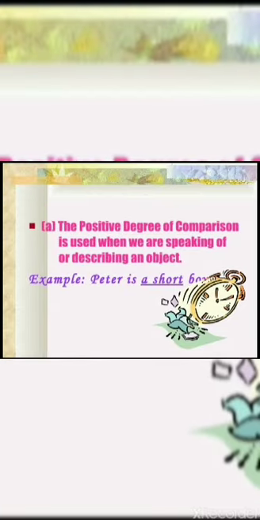Let's discuss them one by one. The positive degree of comparison is used when we are speaking of or describing an object. That means when we are talking about one object, when we are describing just one object, then we use positive degree. For example, Peter is a short boy. So the noun is singular. There is only one boy and we are describing him as short, a short boy. This is called positive degree.